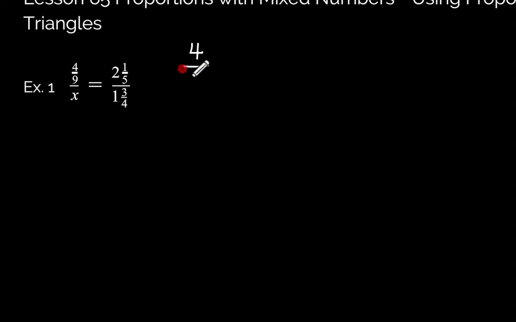So 4/9 over x equals 11/5 over 7/4. I am doing this video late at night. All right, we're going to cross multiply.